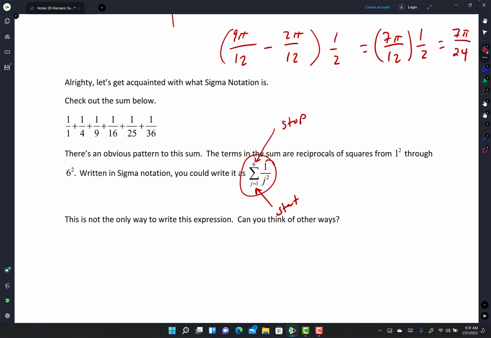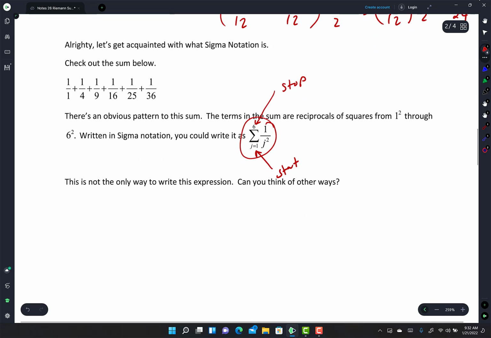This is not the only way to do this. There's a whole unit on this for those of you that are going to Cal 2. It's called sequences and series. I don't remember, it's the very last unit, and all they do is this, a whole bunch of them. This is not the only way. There's another way to indicate the same sequence.